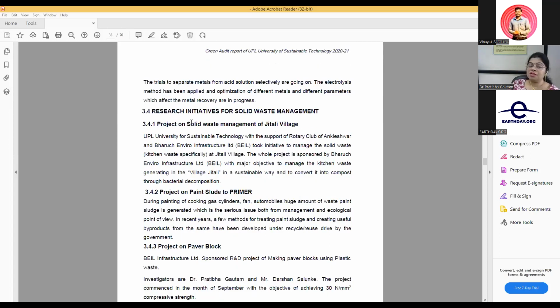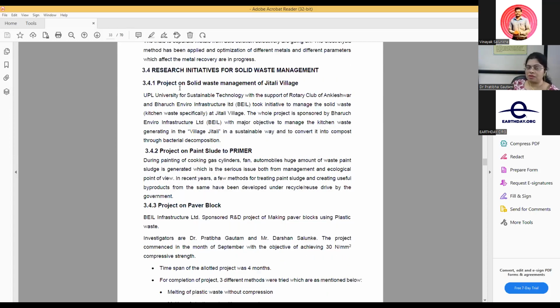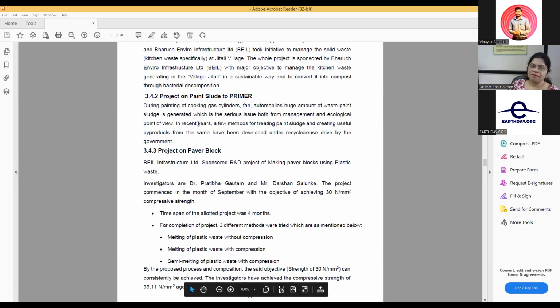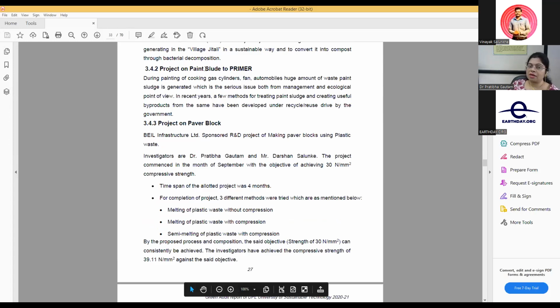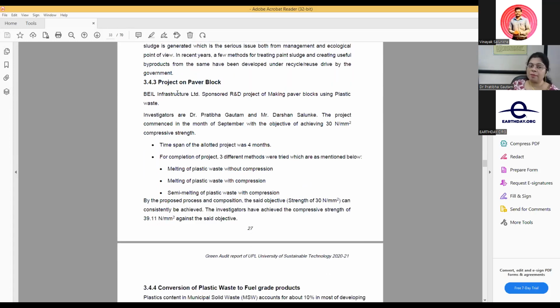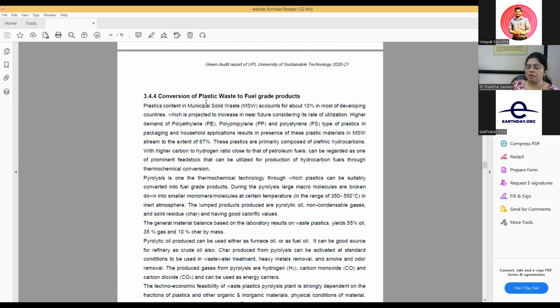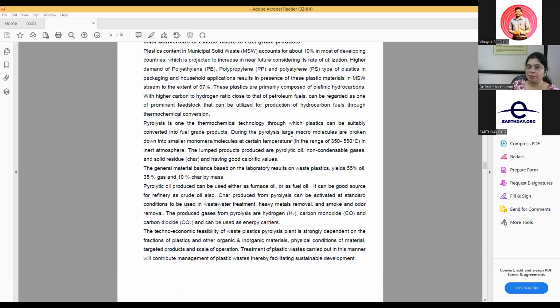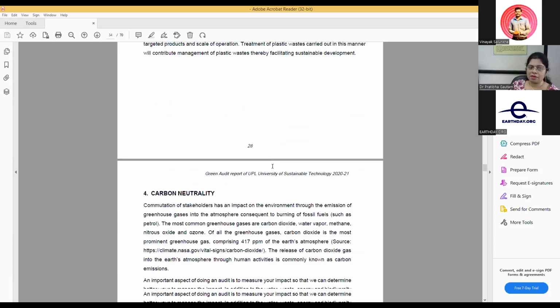Then what research initiatives we have taken. We have a community-based project where we are doing solid waste management. We have an R&D project where we are converting paint sludge into primer and fresh paint. We have a project where we are converting plastic waste into paver blocks. In another project, we are converting plastic waste into fuel-grade products, fuel diesel.